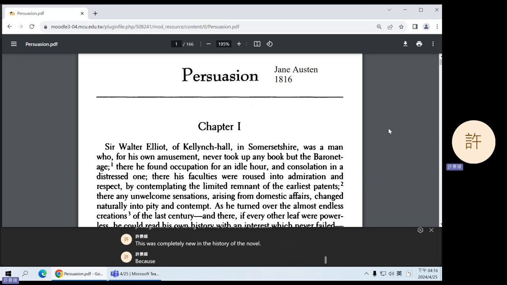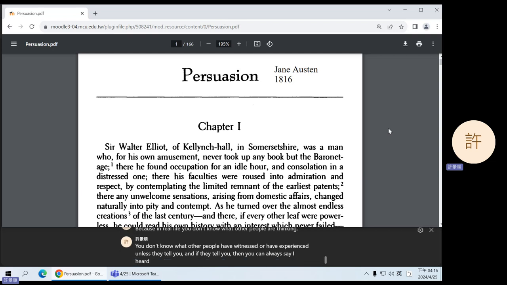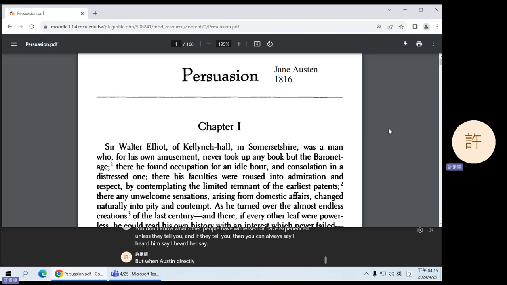Because in real life, you don't know what other people are thinking. You don't know what other people have witnessed or have experienced unless they tell you. And if they tell you, then you can always say, I heard him say, I heard her say. But when Austen directly jumps into the viewpoint of another character, that is literally impossible. So starting with this kind of novel, we are leaving behind the nonfiction format. Some say that this is the birth of the modern novel.